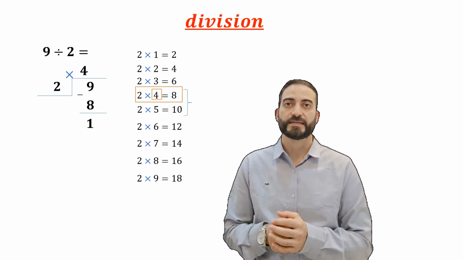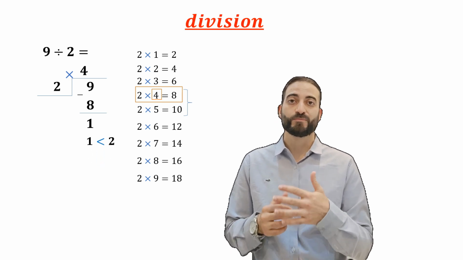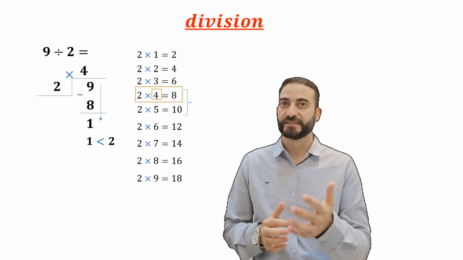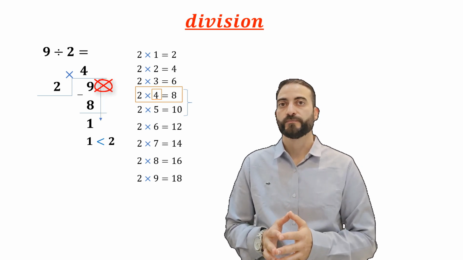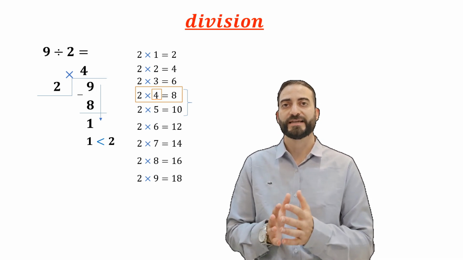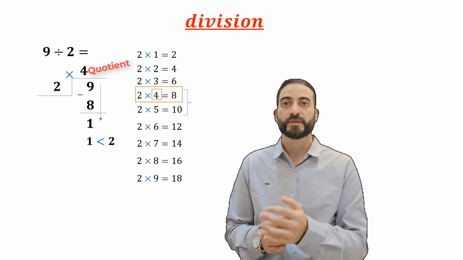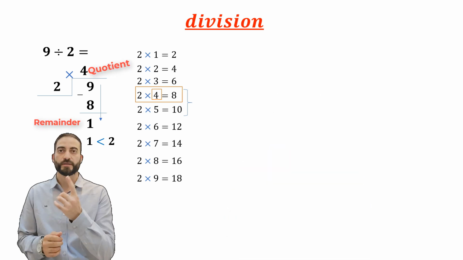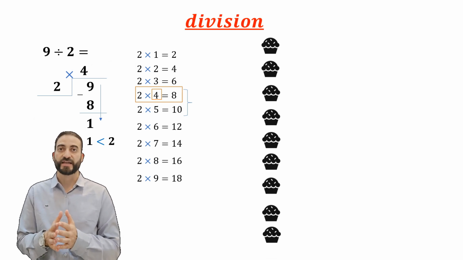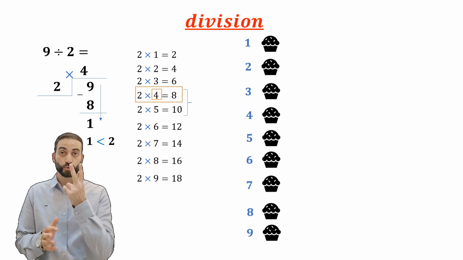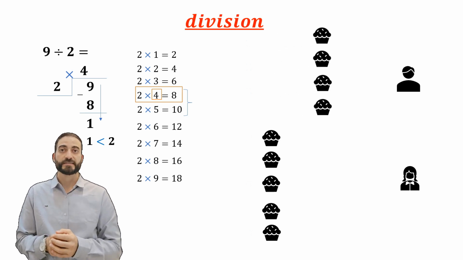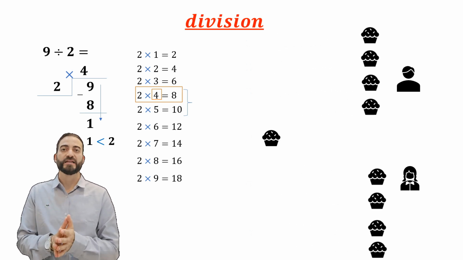So, since the answer, which is 1, is smaller than the divisor, and also we do not have anything to bring down, this indicates that the process is finished. So we get the quotient, which is 4, and the remainder, which is 1. I will explain the process in another way. If we have 9 pieces of cake and we want to divide it between 2 people, then each person will get 4 pieces of cake and 1 will remain.